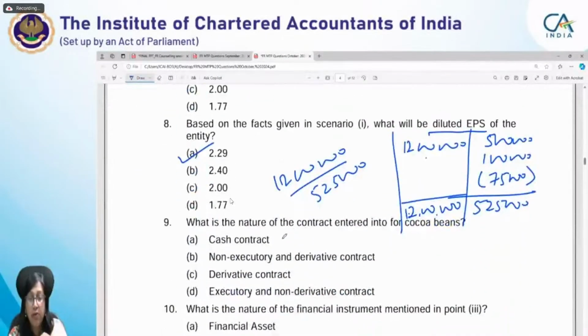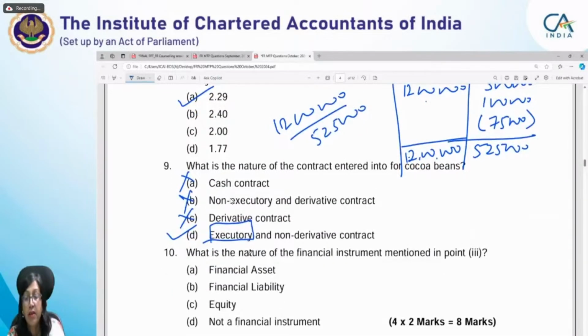Let's go with the MCQ. What is the nature of the contract entered into for cocoa beans? Cost contract, cash contract? Obviously, we are not paying cash for this, na? So this is not a cash contract. Is it a derivative contract? Are we deriving the value from some underlying asset? No, there is a direct cost of cocoa beans. So this is not a derivative either. Is it a non-executory contract? We have to execute. No, it is an executory contract. We have to deliver the commodity. So it is not a non-executory contract. It will be an executory contract, because we are going to deliver the cocoa beans. Fine.